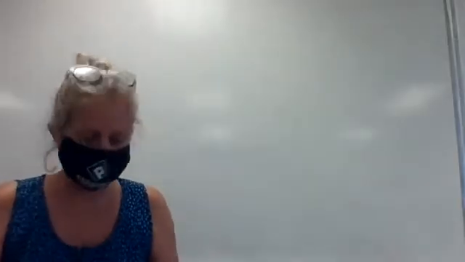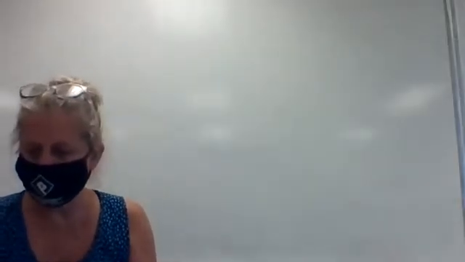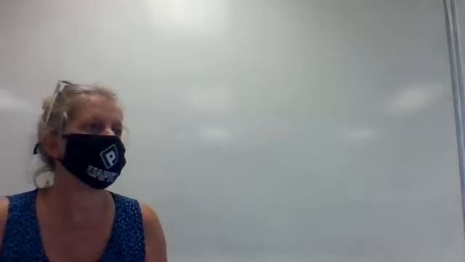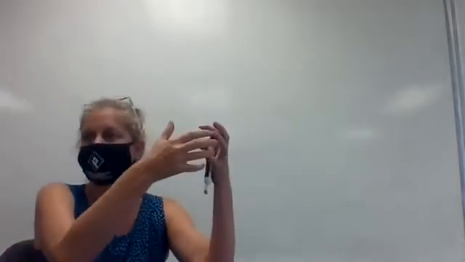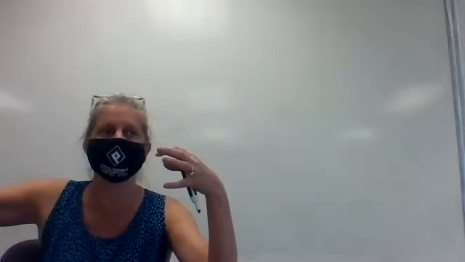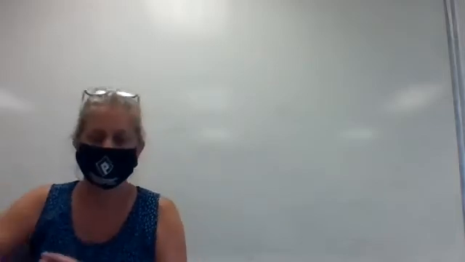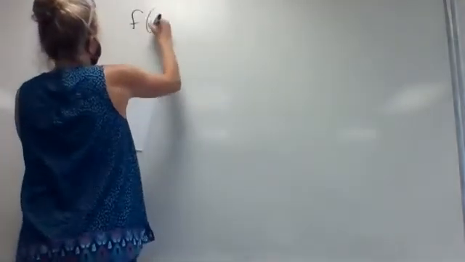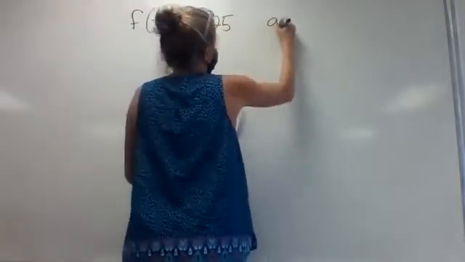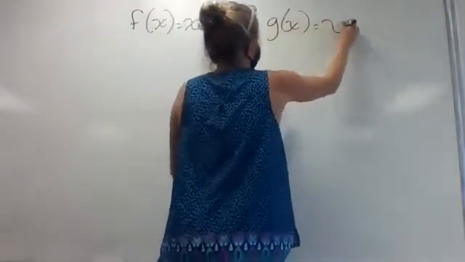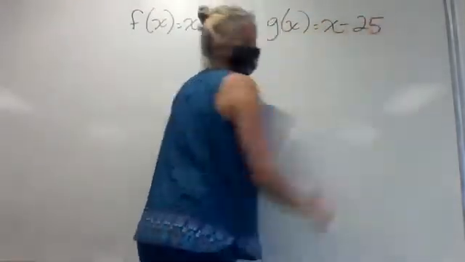Okay, so we are going to get started and finish up 9.1, where we were finding the composition of two functions, where we were plugging into one function, getting a solution, and then using that solution to plug into the other function. Okay, so we are on number 4, and our two functions are f of x equals x plus 25 and g of x equals x minus 25.